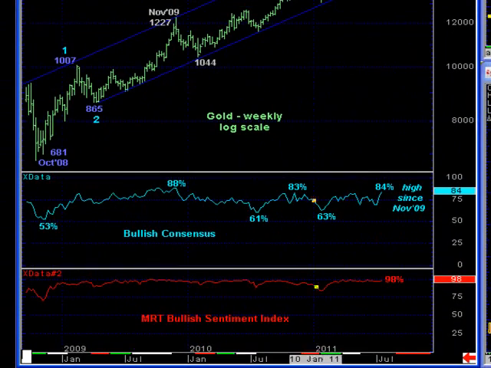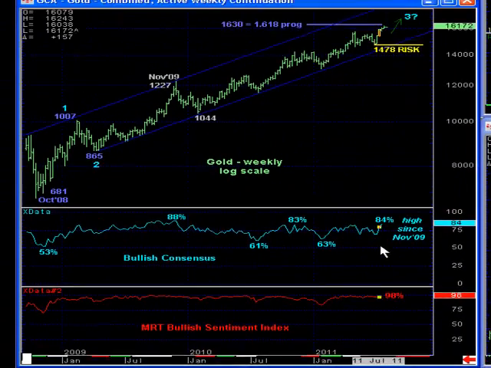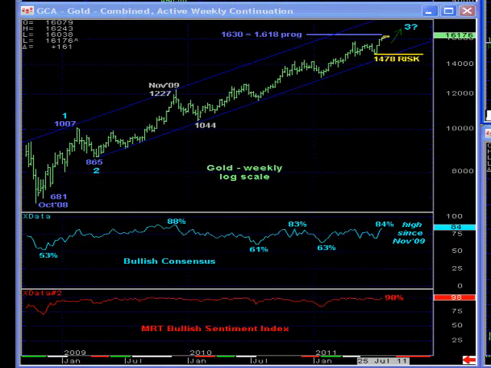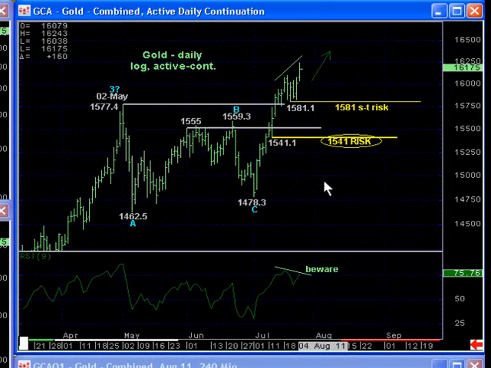Combined with that 1630 level mentioned earlier, and the fact that bullish sentiment has regained levels that are historically extreme, indeed at an 84% level in the bullish consensus. That's the highest that sentiment indicator has been since the November '09 period that witnessed a pretty significant, about 20% correction from 1227 down to 1044. We want to be leery of any kind of momentum failure that, combined with this extreme sentiment and these Fibonacci relationships, might expose a larger degree correction or reversal lower.